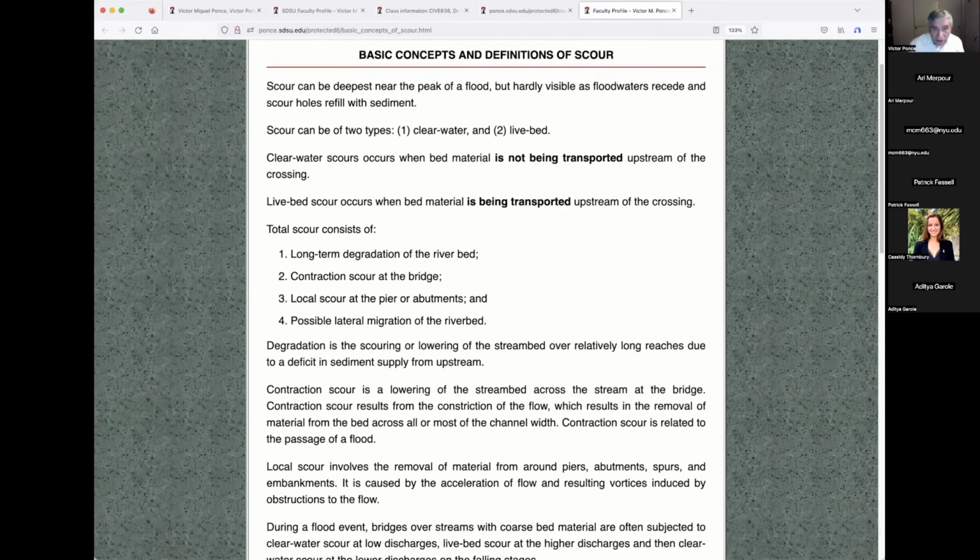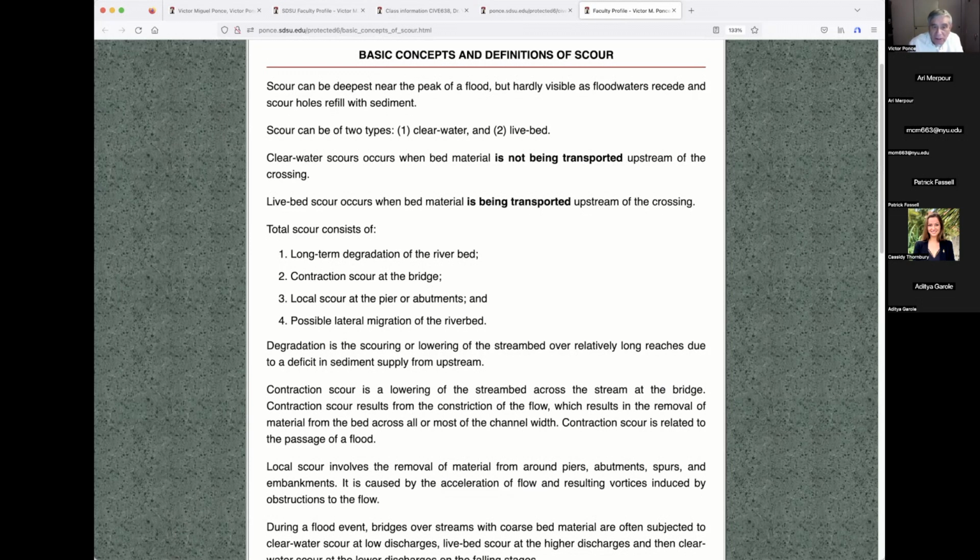Total scour consists of 4 types of scour: possible degradation of the riverbed, long-term degradation, contraction scour at the bridge, because most bridges are built or designed including a contraction of the cross-section. Why is that? I don't know, but that's the way they do it. I think it's to save money, but that puts a wrinkle on the actual safety of the bridge, and bridges fail due to contraction scour.